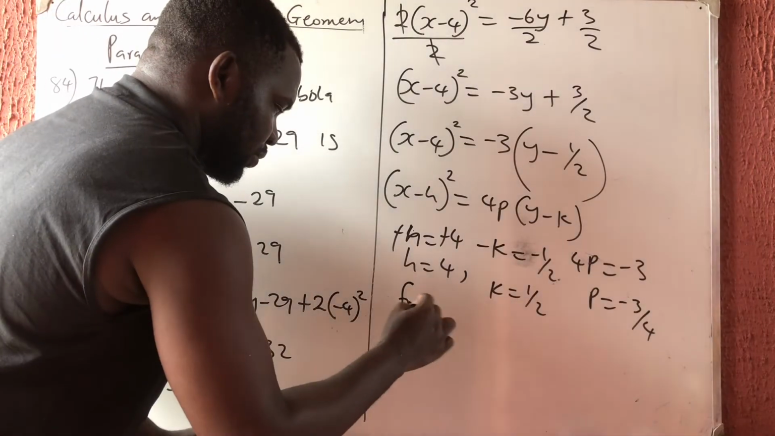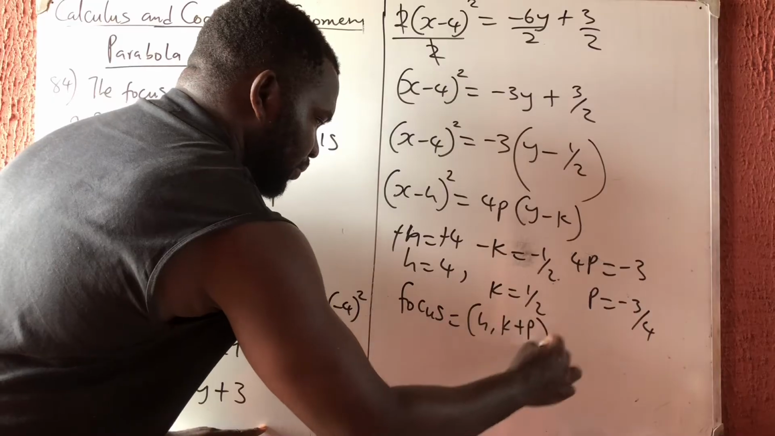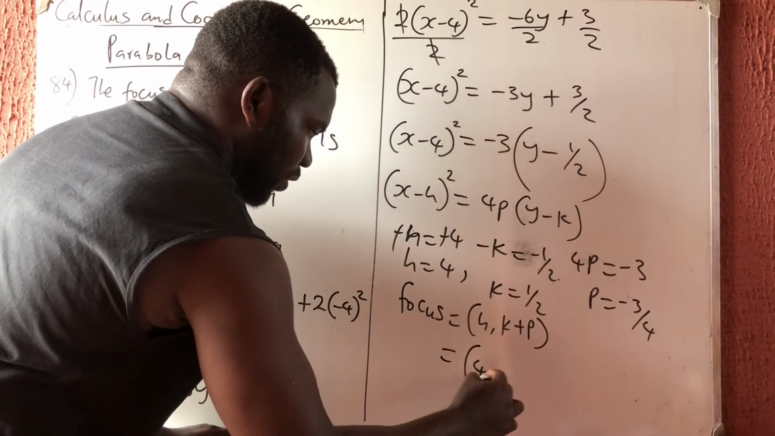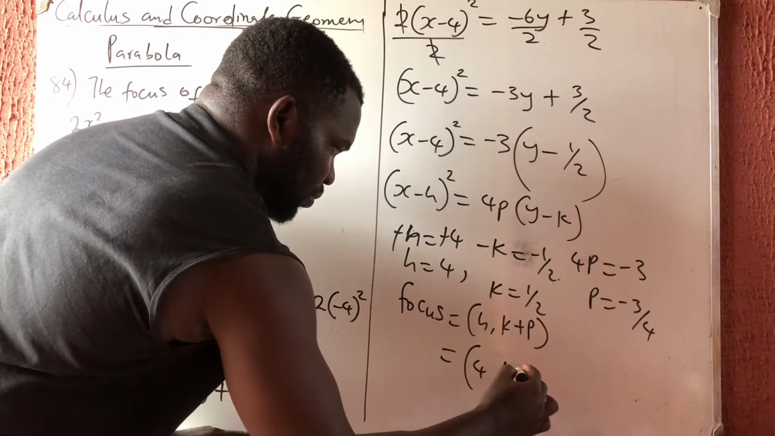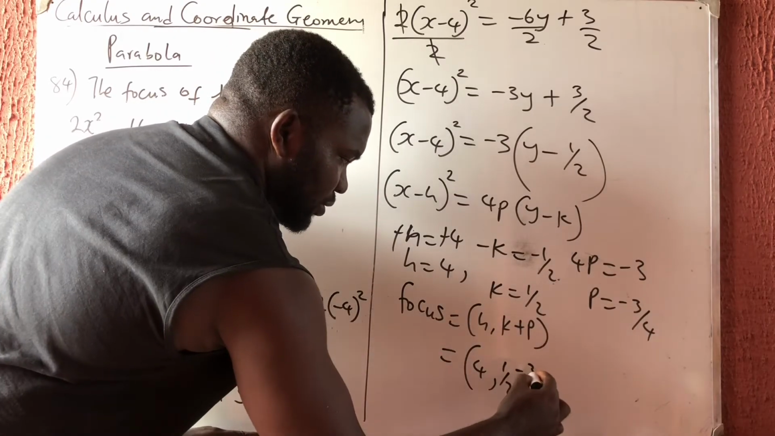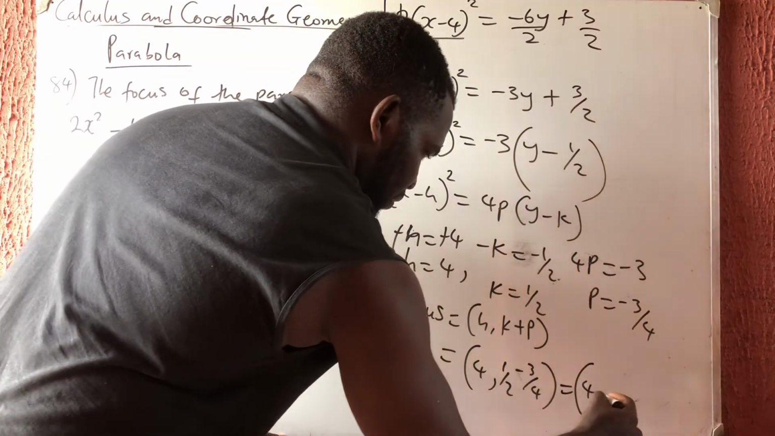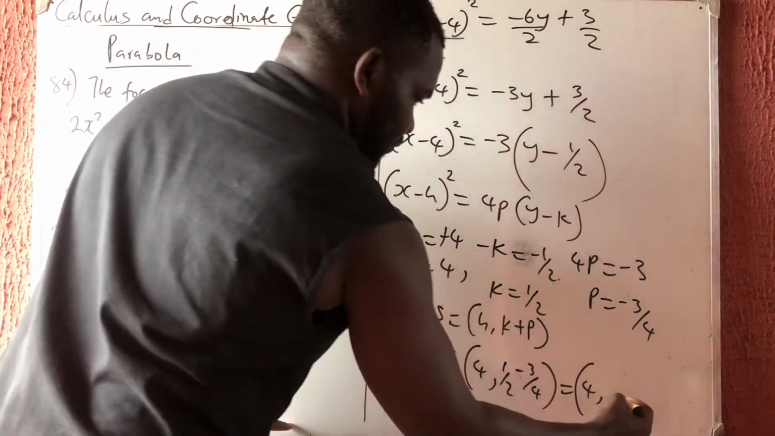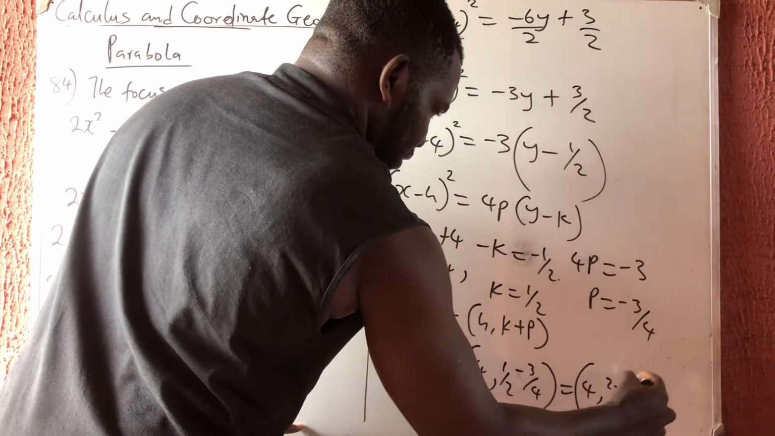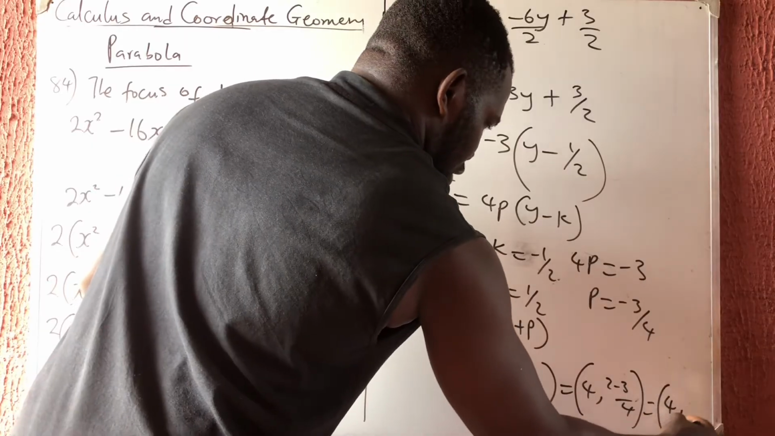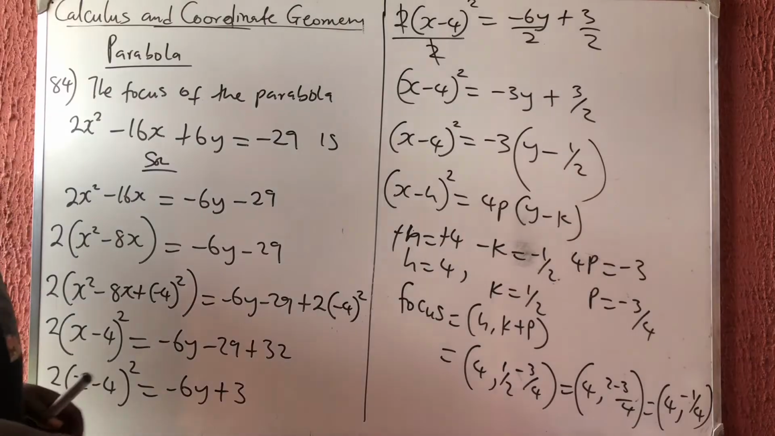So the focus is equal to what? h, in bracket of k plus p. Okay, which is what? 4 in bracket of 1 over 2 plus and minus is minus, so minus 3 over 4. So which will give you 4, comma, the LCM is 4, 2 times 1 is 2, that is 2 minus 3, which will give you what? 4, comma, minus 1 over 4. Okay, so that is the answer.